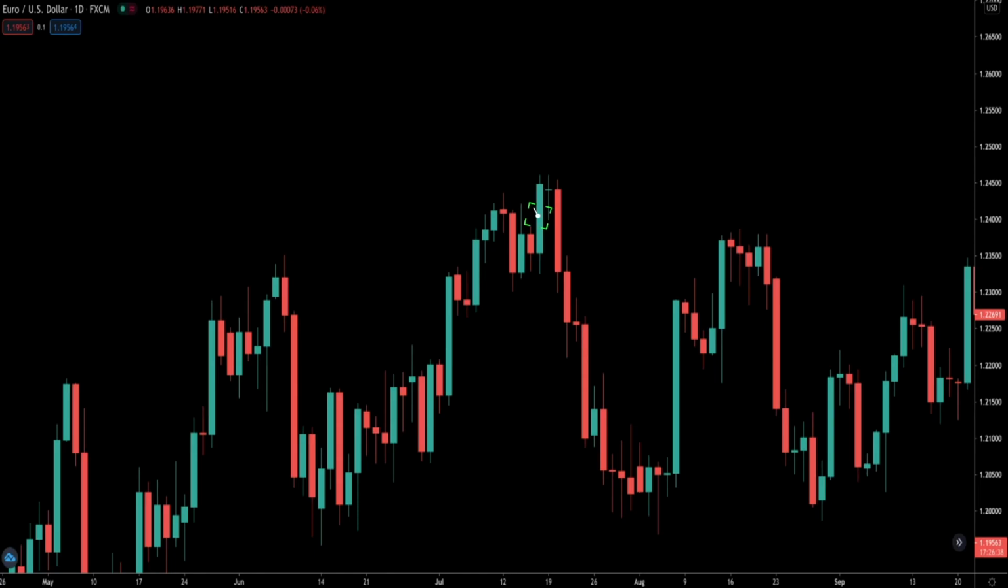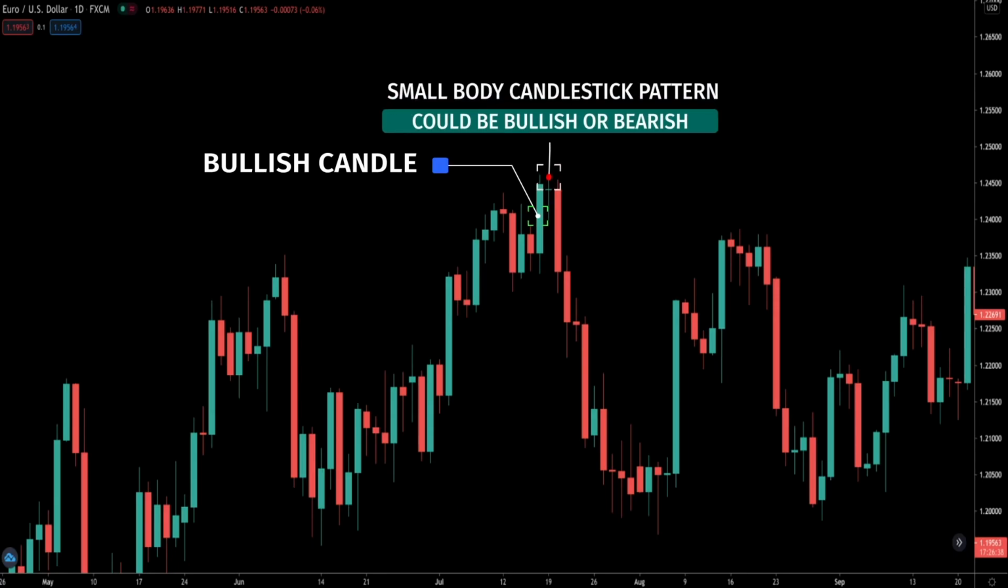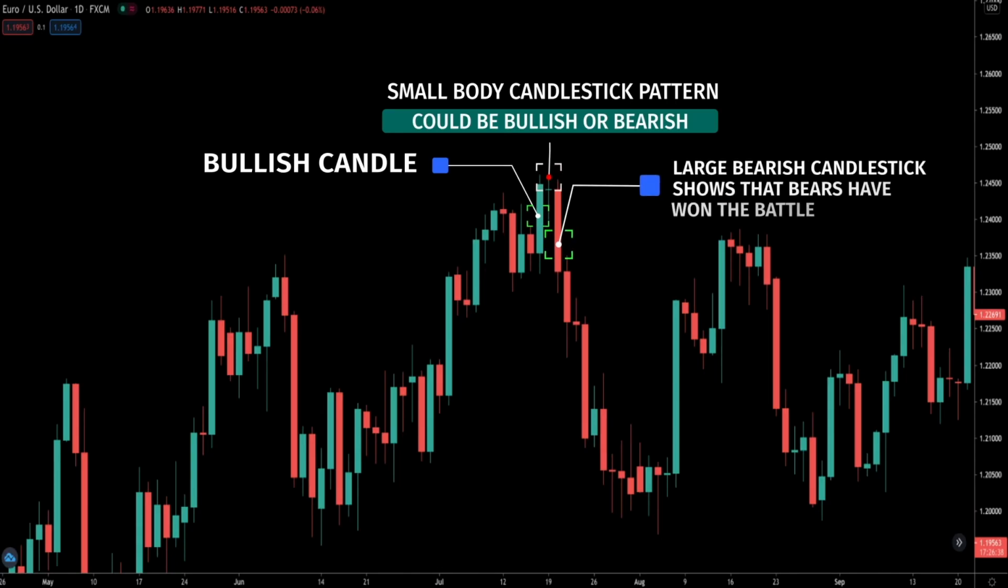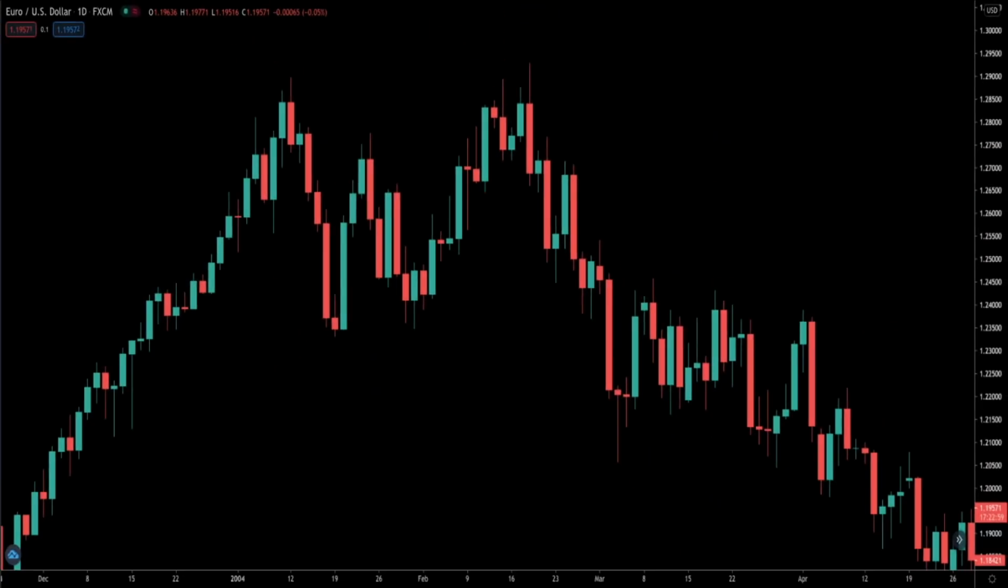We have the first candle as a bullish candle and the second as a small body candlestick pattern, which could be bullish or bearish. And lastly, the third candlestick, which is a large bearish candlestick, which shows that the bears have won the battle. The underlying psychology is the same as well, so I won't go through it. But let me show you another example of the evening star.